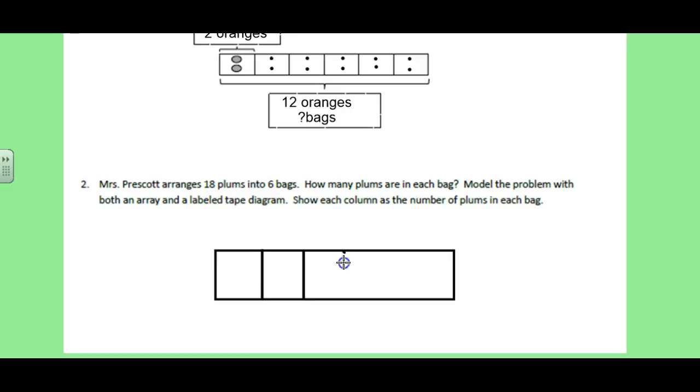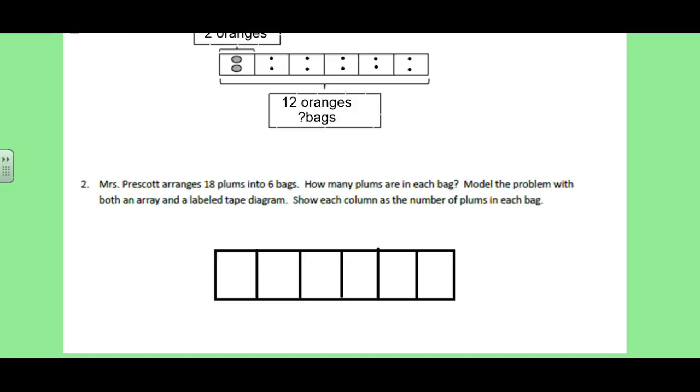And then we're going to have to figure out how many plums are going to go into each part, which represents bags. Remember, like I said, sometimes it's hard to make these parts on your tape diagram equal, so sometimes you got to erase your lines to make the sections of your tape diagram seem a little bit more equal. So I just had to move some of my lines.